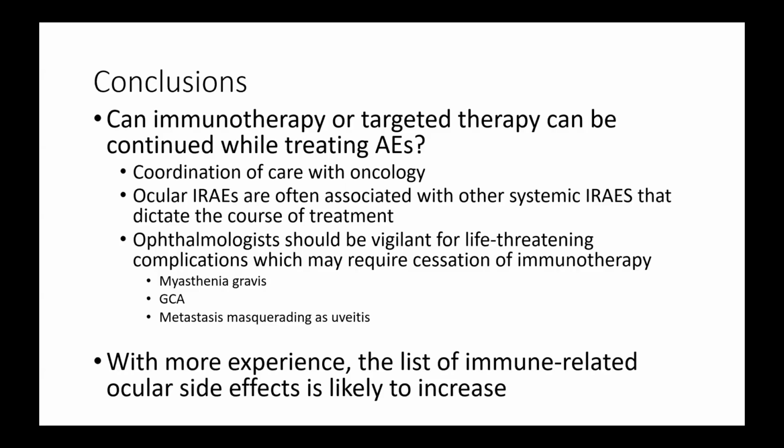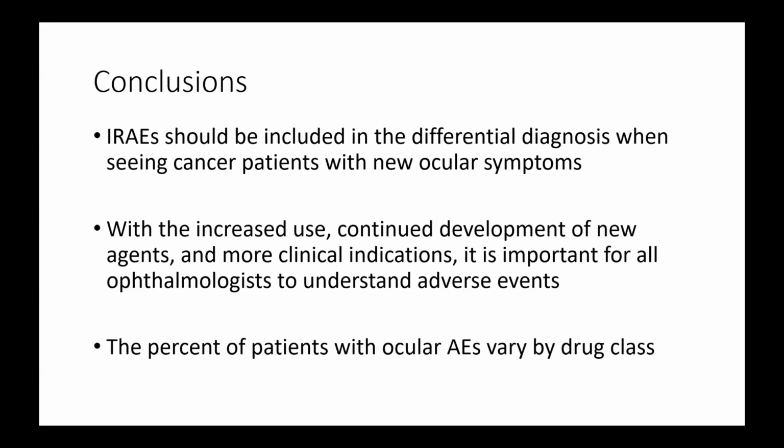With more experience, the list of the adverse events will only increase, and you should always think about them when you see a patient with new onset visual symptoms who also has cancer. With increased use, we're going to have more clinical indications, more cancers that these medications are treating. So you have to understand the adverse events that come with these medications. And just know that uveitis would be rare in the antibody drug conjugates, but then unfortunately occurs in 20, sometimes 25 to 40%, depending on the study, in a BRAF inhibitor.